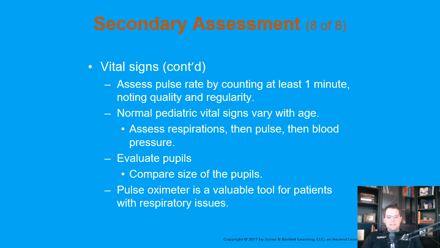So again, pulses at least a minute in length. Okay, respiratory rate was at least 30 seconds. Pulses are at least a minute. That'll give you their full heart rate at that point. They can be harder to palpate. You can also choose to auscultate the chest and count the heartbeats if that is what you need. You usually assess your respirations, then pulse, then blood pressure.